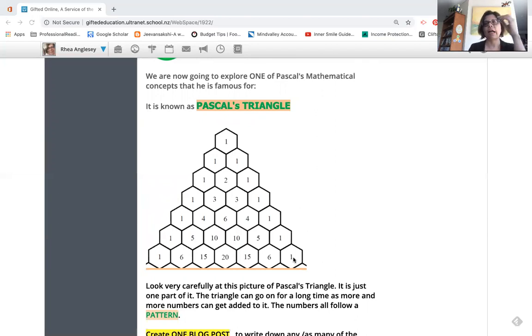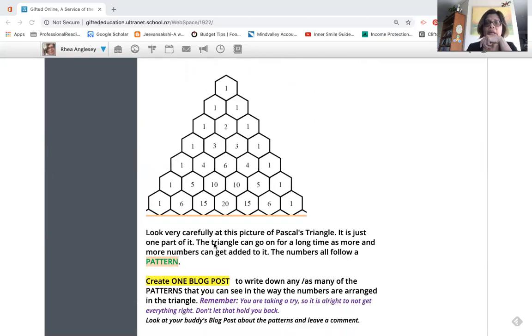Here is a part of Pascal's triangle, because Pascal's triangle can kind of go on forever. Take a look at this and see. Look very carefully at this picture of Pascal's triangle. There's just one part of it. The triangle can go on for a long time as more and more numbers can get added to it. The numbers all follow a pattern. It follows a lot of patterns, but there's one obvious pattern as you're coming from top to down, coming down straight, okay, not at an angle, coming down straight.